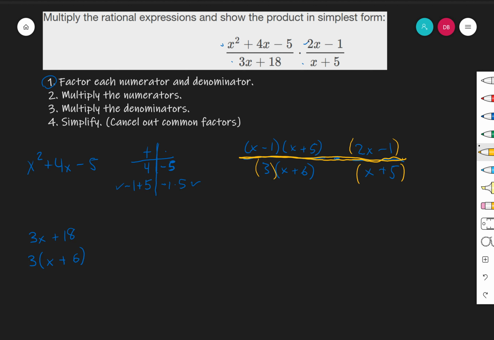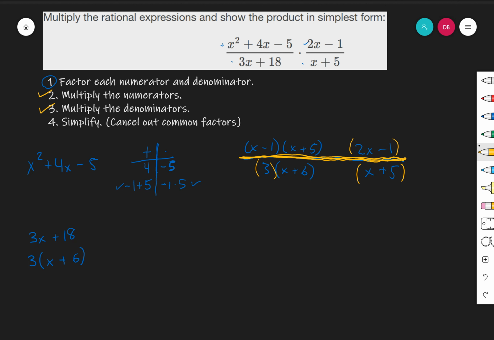We're just multiplying everything. So it's x minus 1 times x plus 5 times 2x minus 1 on the top, and 3 times x plus 6 times x plus 5 on the bottom. Multiplication is just pretending that this is one big line. That took care of multiplying the numerators and the denominators. That's steps 2 and 3, really simple.